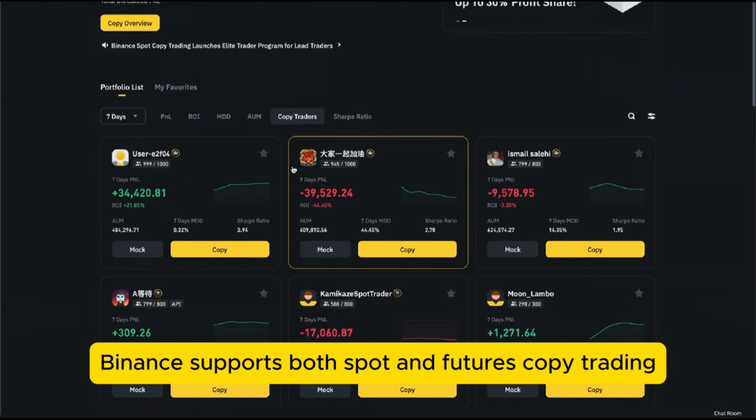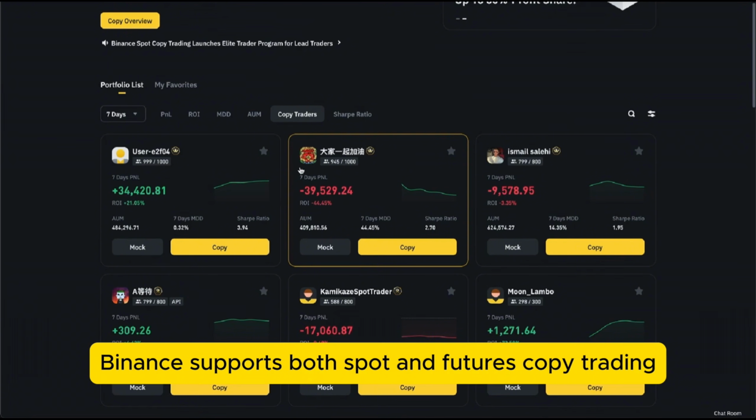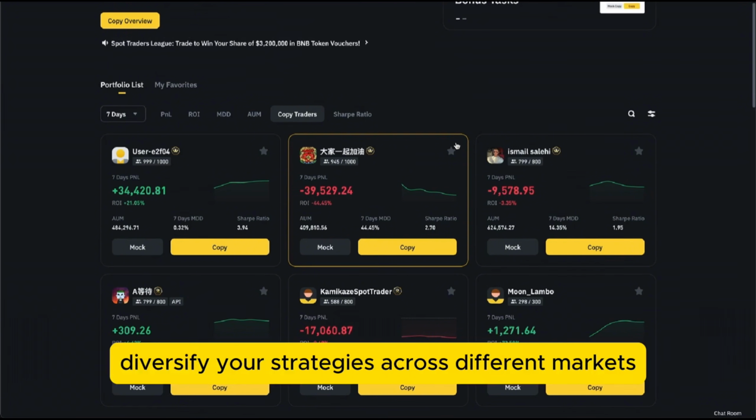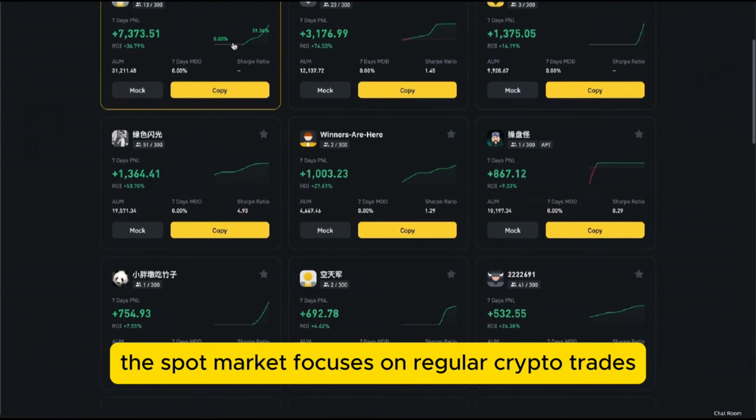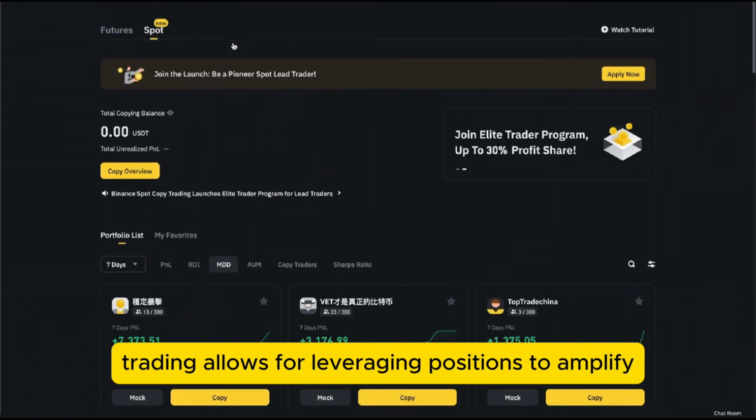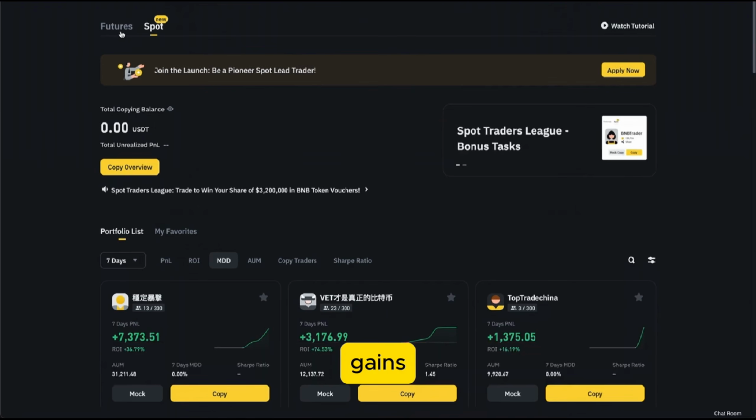Additionally, Binance supports both spot and futures copy trading, so you can diversify your strategies across different markets. The spot market focuses on regular crypto trades, while futures trading allows for leveraging positions to amplify gains.